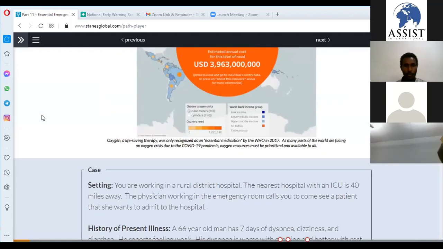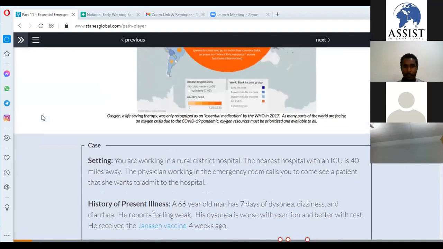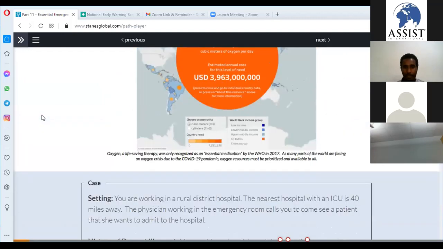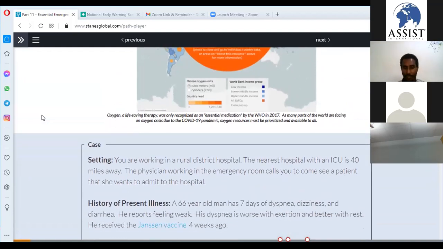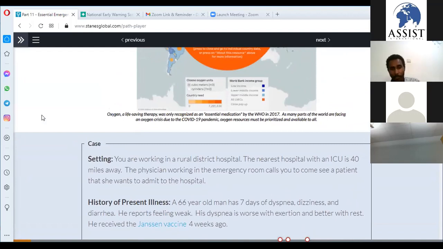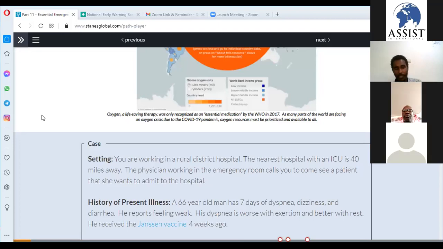case. Okay, we have a case here that you are working in a rural district hospital. The nearest hospital with an ICU is 40 miles away. The physician working in the emergency room calls you to come to see a patient that she wants to admit to the hospital. The history of the patient is he is a 66-year-old man with 7 days history of dyspnea, dizziness, and diarrhea.